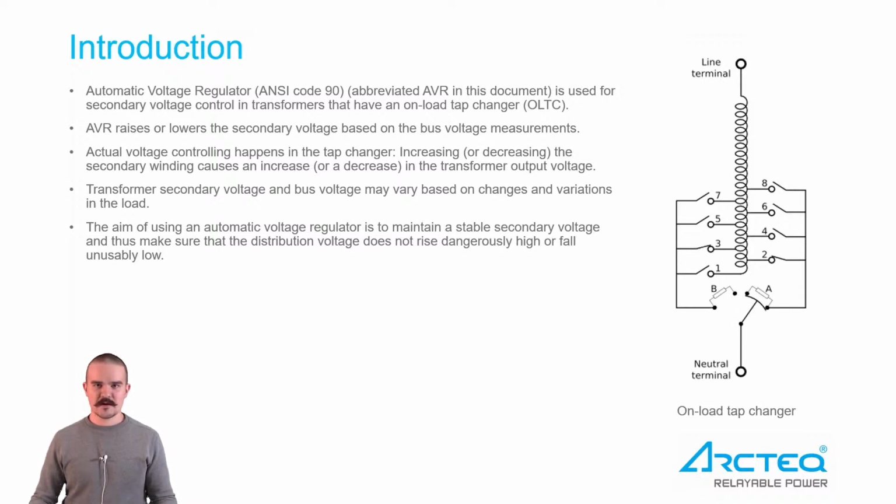Transformer secondary voltage and bus voltage may vary based on changes and variations in the load. The aim of using this function is to keep the output voltage stable so that the voltage doesn't rise dangerously high or unusably low.